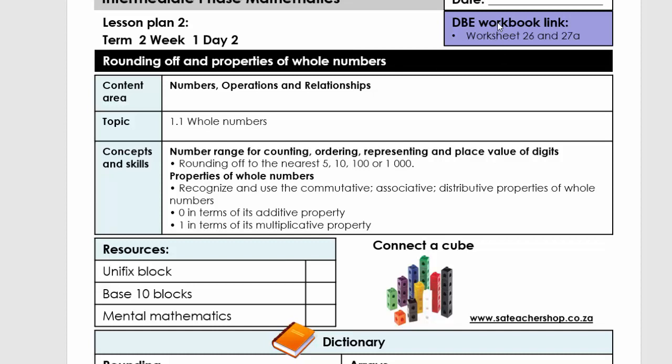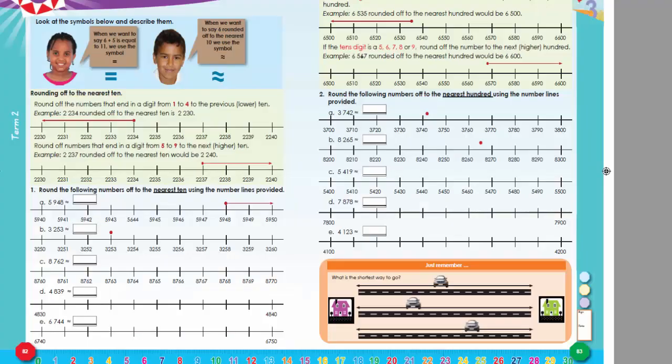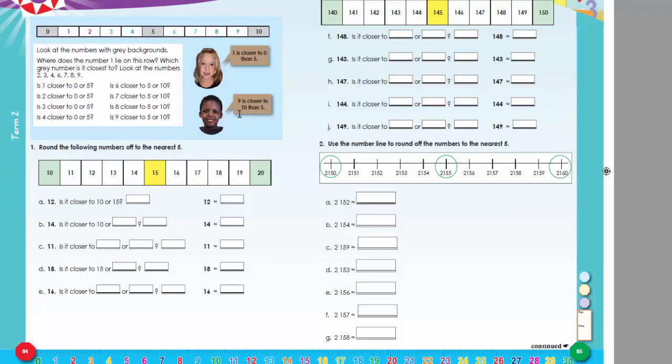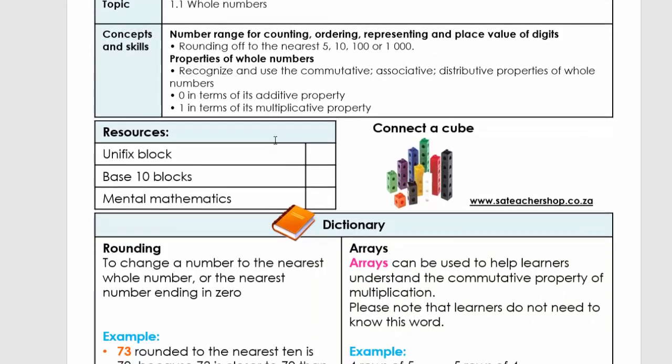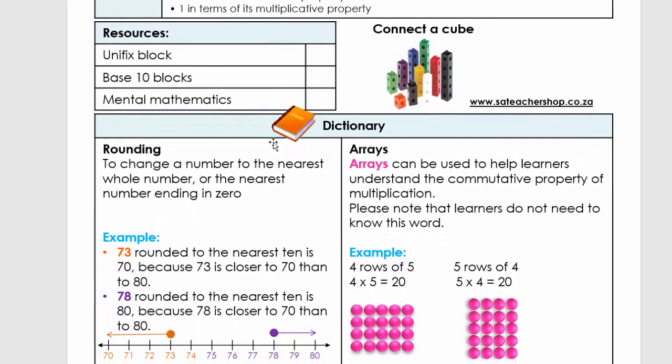The DBE worksheet that links to this lesson is worksheet 26 and 27A. So I'm quickly going to show you there's 26 and then 27A. Let's go back to the lesson plan then. Here you will have your CAPS links. Then I'm going to scroll up to here.